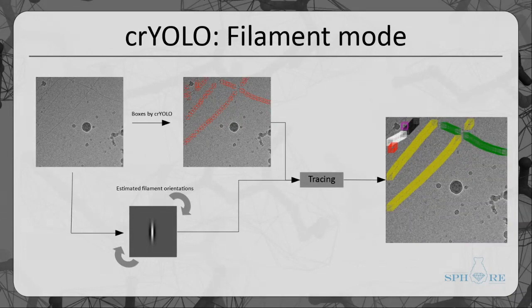I'm using this mask and convolve it with your input micrograph. The mask is adapted to your filament width. So during prediction, you have to specify the filament width, and it can basically estimate the orientation of your filament. Then crYOLO will use this orientation to trace your filament, connecting all these red boxes, and then place the boxes with a specific distance.